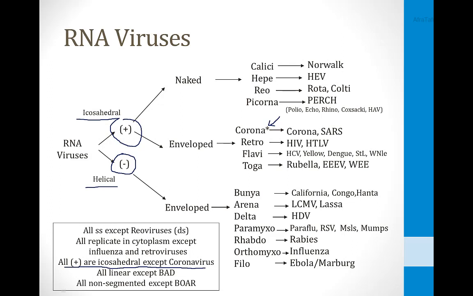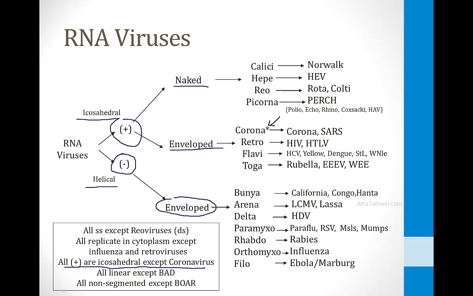After dividing them up by those that are positive and negative sense, I then divide them up by whether or not they have an envelope. So all of the helical viruses are enveloped, and the ones that are icosahedral can have either an envelope or they can be naked. There are some other important rules of thumb that I've written in this box down here at the bottom of the screen.